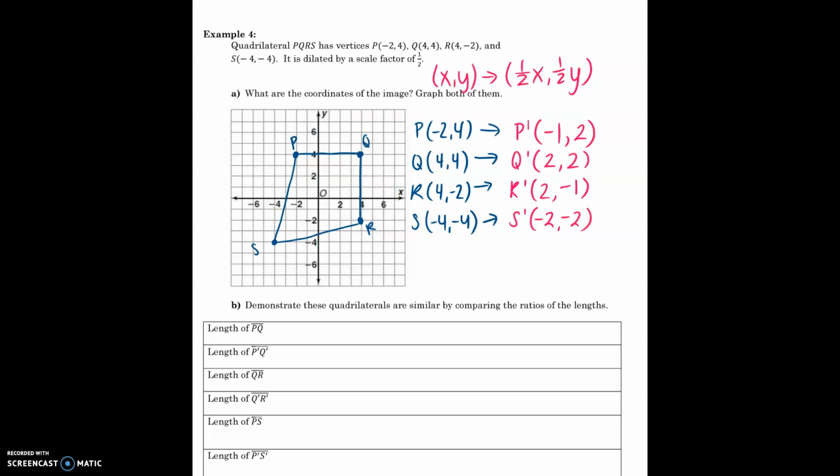Now that we have the coordinates of our image, we can plot them on the coordinate plane. So we have (-1, 2) for P prime, (2, 2) for Q prime, (2, -1) for R prime, and (-2, -2) for S prime.